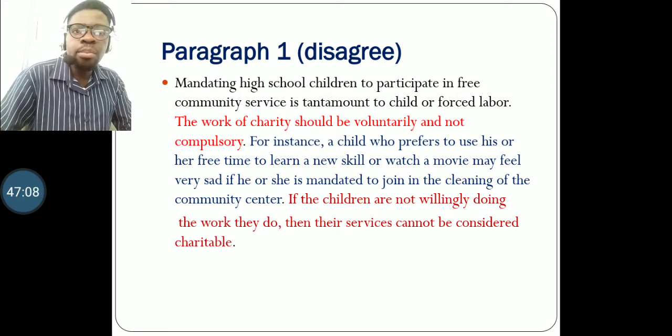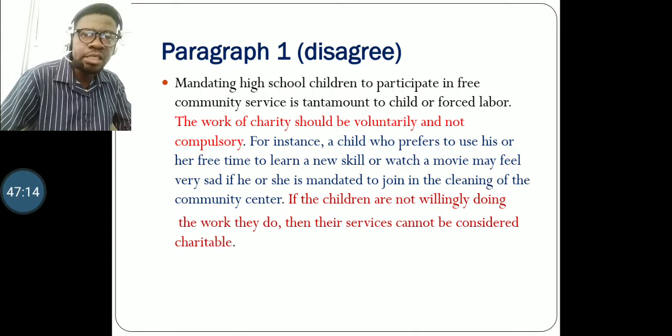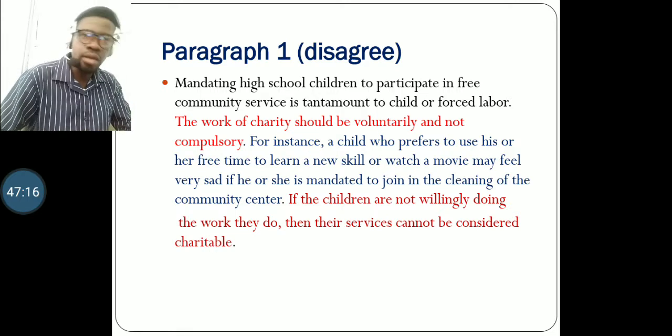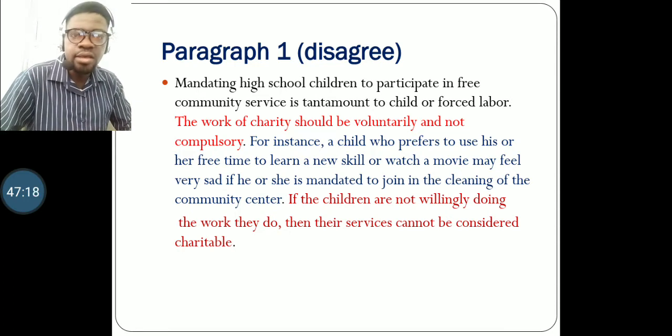All your body paragraphs should follow this pattern. Main idea, reason, examples, and outcome. Main idea, reasons, examples, and outcome. If you have 3 body paragraphs, follow that pattern.